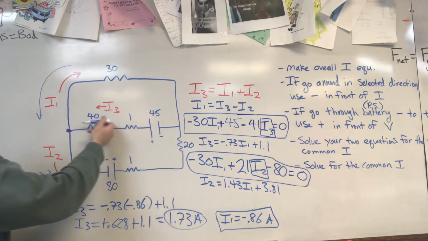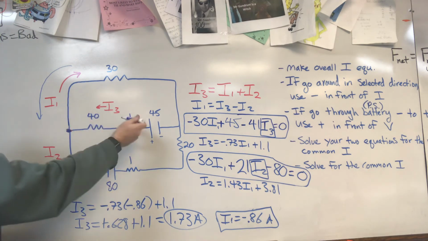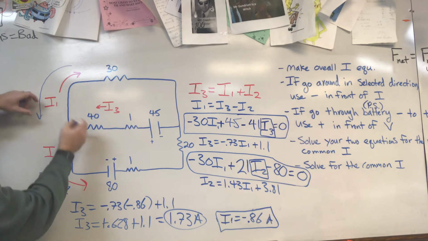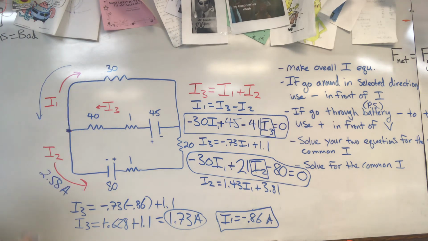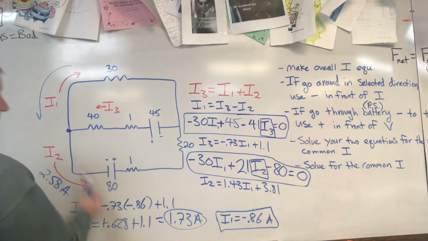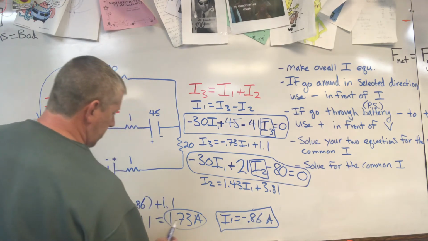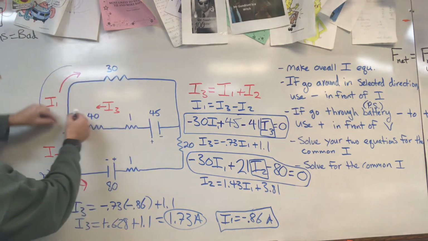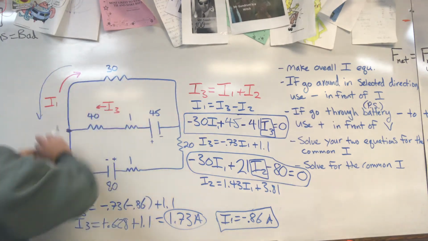So the current going through here is in this direction, 1.73, connects up with this one here, which was 0.86, and together they form 2.58. That should make sense: 0.86 plus 1.73 equals 2.58. So these currents are going like this, connecting, going around, splitting, connecting, going around.